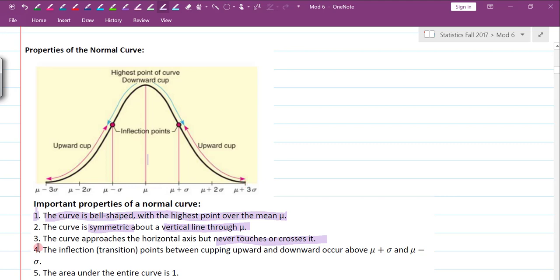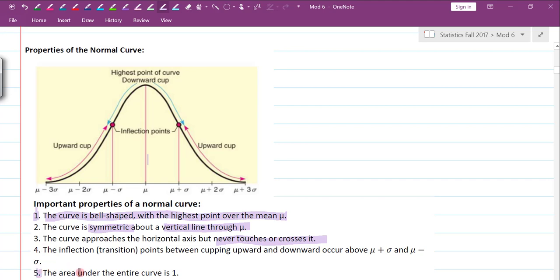Step number 4, the inflection or transition points between cupping upward and downward occur at mu plus 1 standard deviation and mu minus 1 standard deviation. So here's mu minus 1 standard deviation. Here's mu plus 1 standard deviation, and you draw your points up at the intersection. Right here and right here are the inflection points. From negative 1 standard deviation to plus 1 standard deviation, we have a downward cup. You see that? It opens downward. But at this point, we switch and it goes upward. So that's what that means.